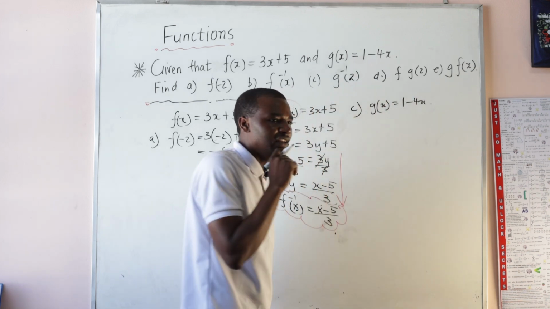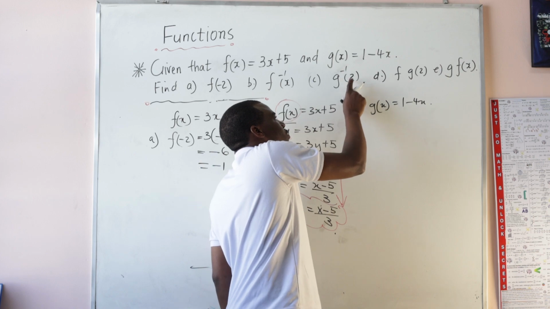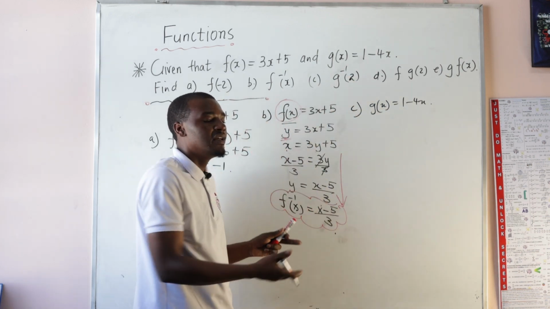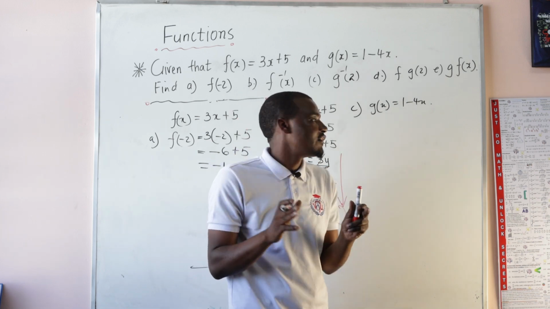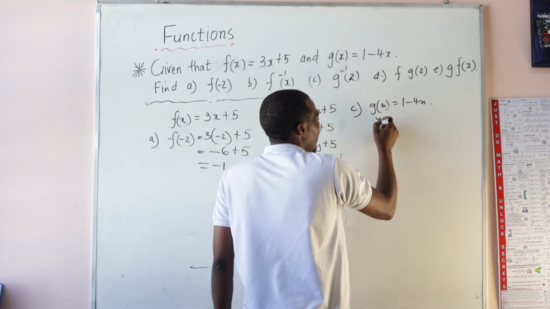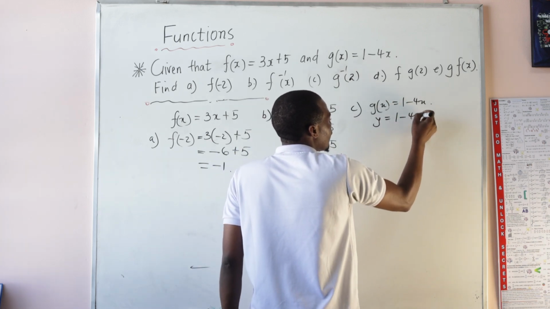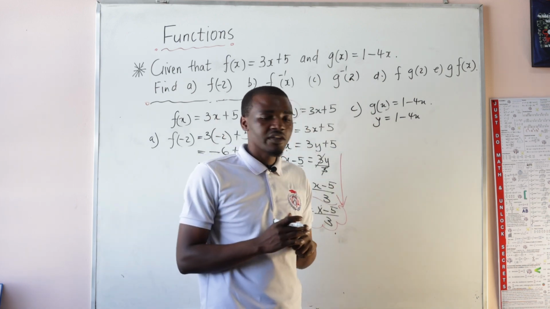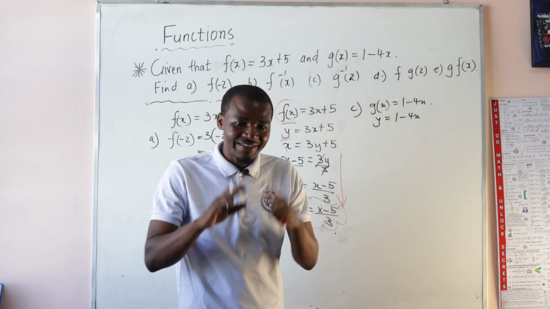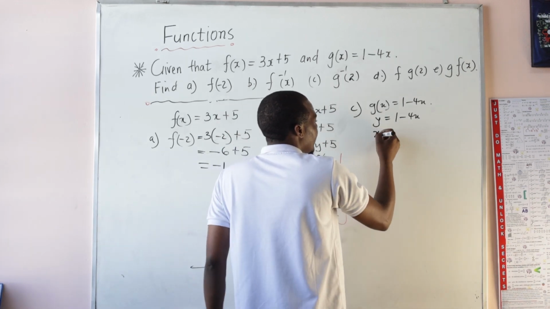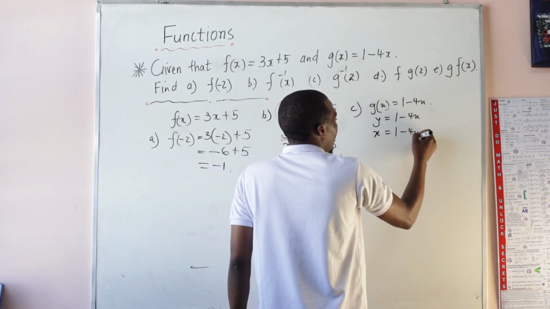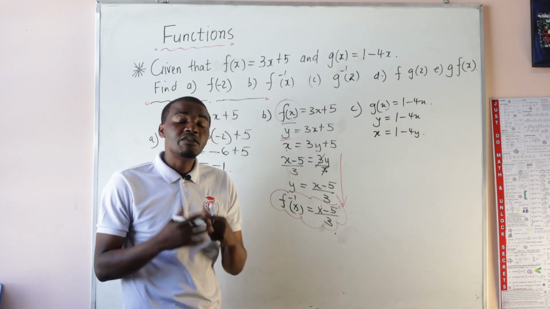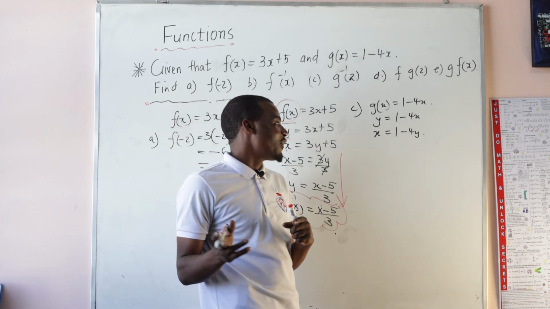What about the function of the inverse? Because here we need to substitute 2 into the function of the inverse. Like I explained on part B, how best do we find the inverse of a function? Replace g of x with y, so y is equivalent to 1 minus 4x. Then the next step is to interchange the variables. So let y be x and x be y. So we arrive at this point. And then from there, let's make y the subject of the formula.